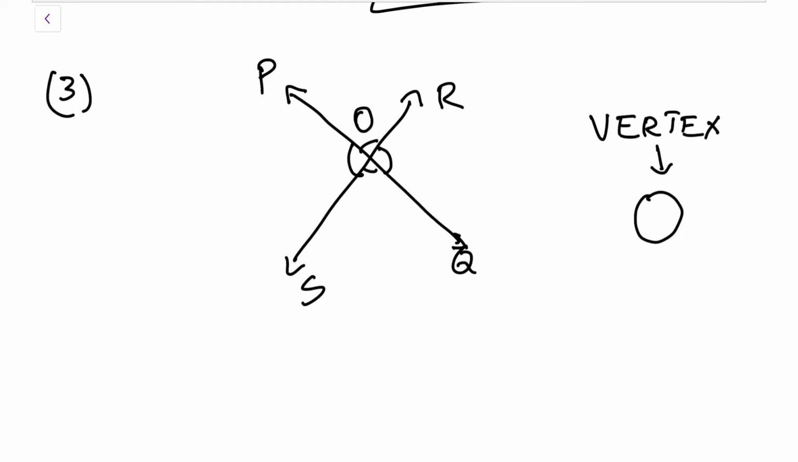Alright. So obviously you cannot name all the 4 angles by a single letter O. You cannot say angle O. So you name all the 4 angles using all 3 capital letters. Let's see how we can do that.